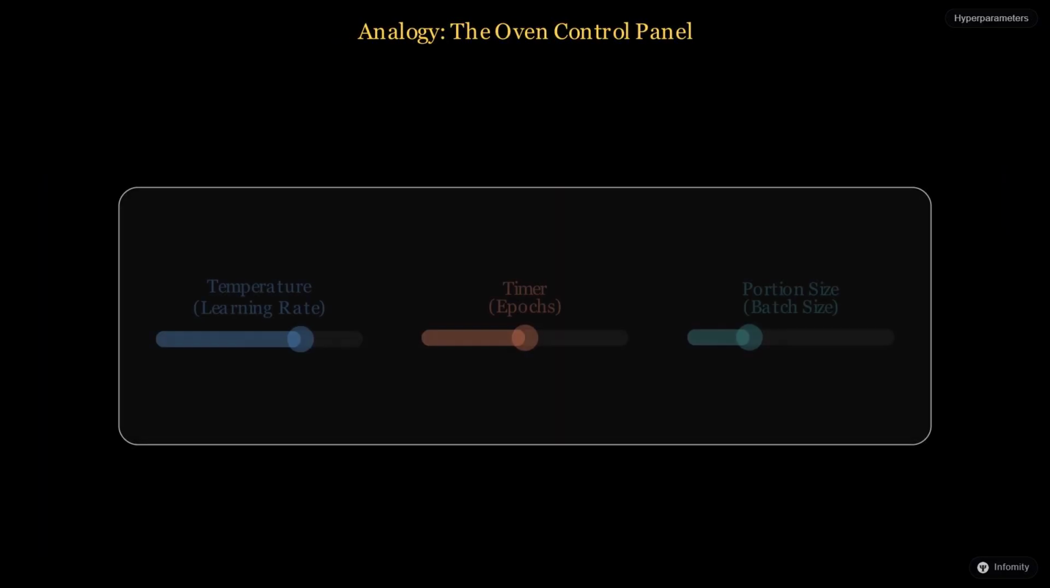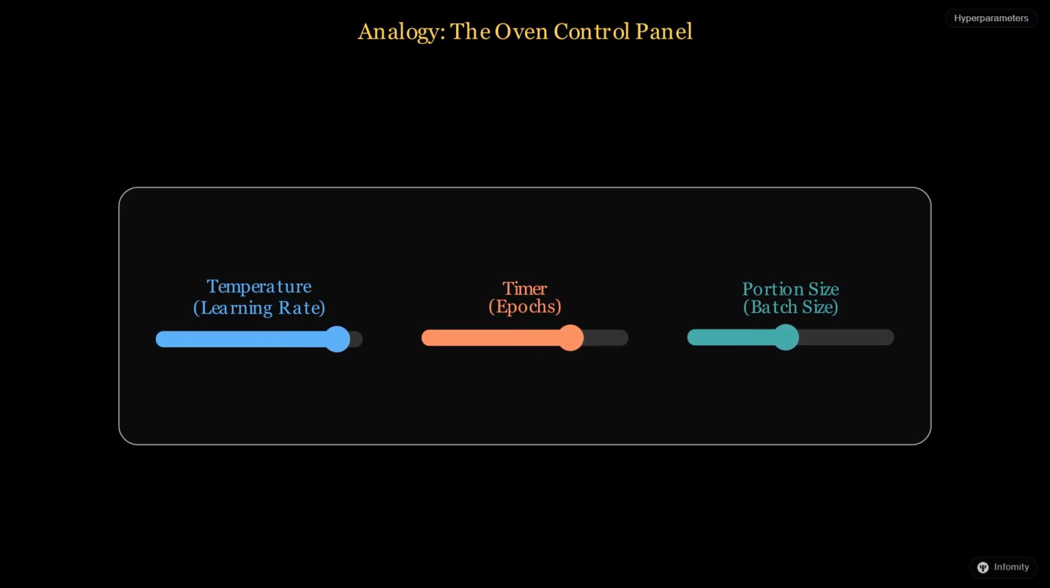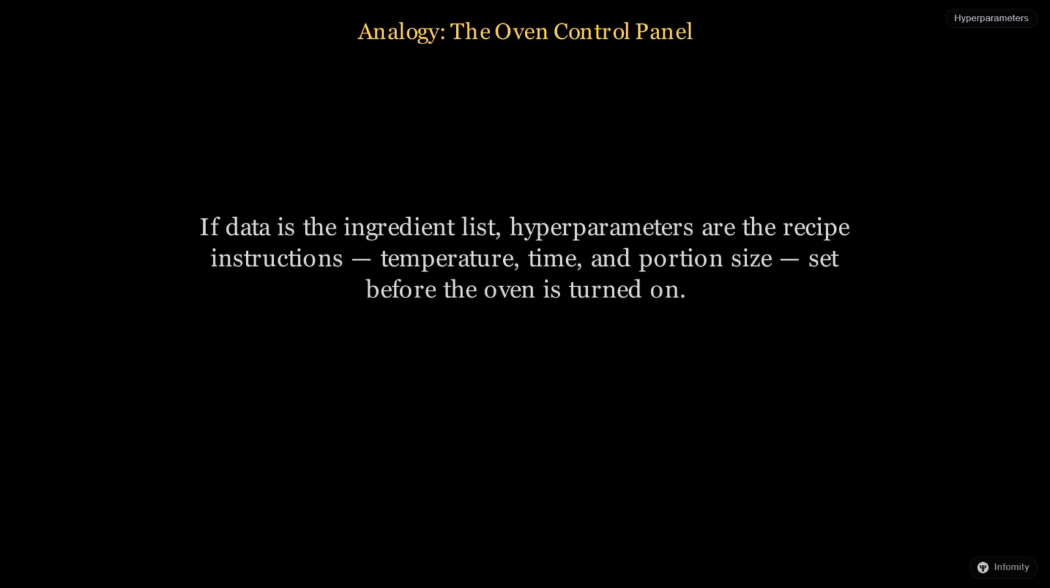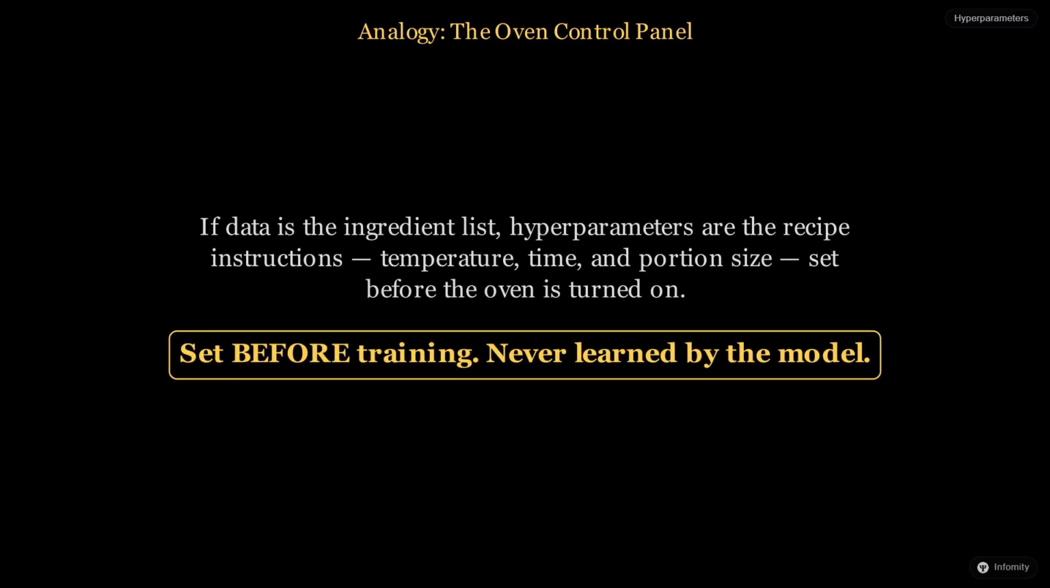Imagine a control panel on our oven. We can slide the temperature dial to exactly 350 degrees. We do not wait for the cake to tell us the temperature, we set it ourselves to ensure the best results. If the data is our ingredient list, the hyperparameters are the rules of the kitchen. They are not learned, they are chosen.